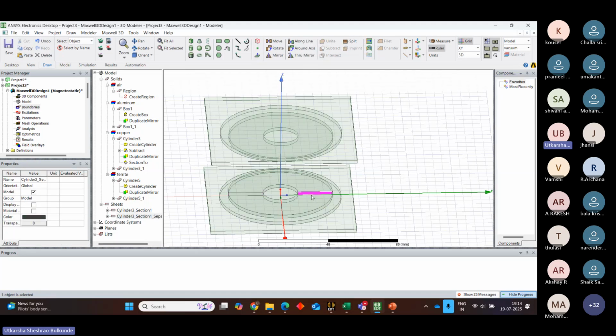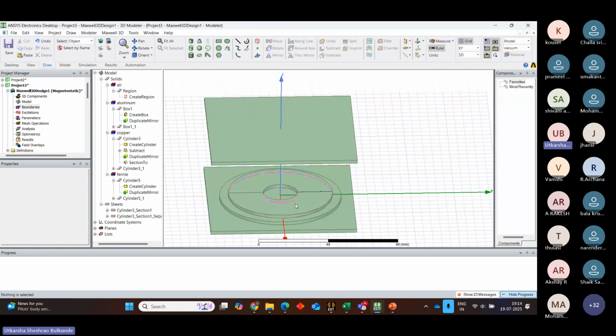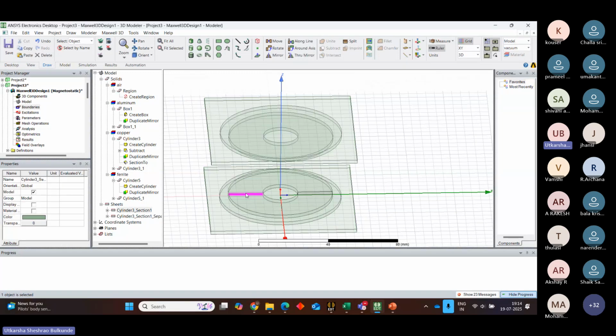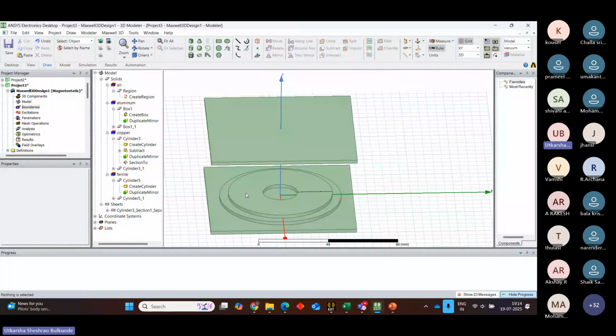So now this will act as two separate bodies. First, it was one body, right? Now it will act as two separate bodies. So we only want one section to give excitation. So another one we will just delete. Understood? Okay, ma'am.